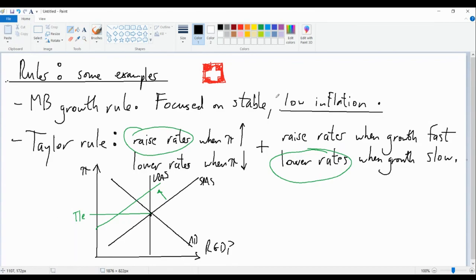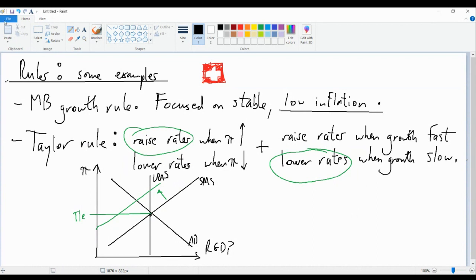Any questions, comments? The Taylor rule focuses both on inflation and on output gaps. In the case of demand shocks, both prescriptions tell you to do the same thing. In the case of supply shocks, they cancel each other out, and the idea is, again, at least not to make matters worse.